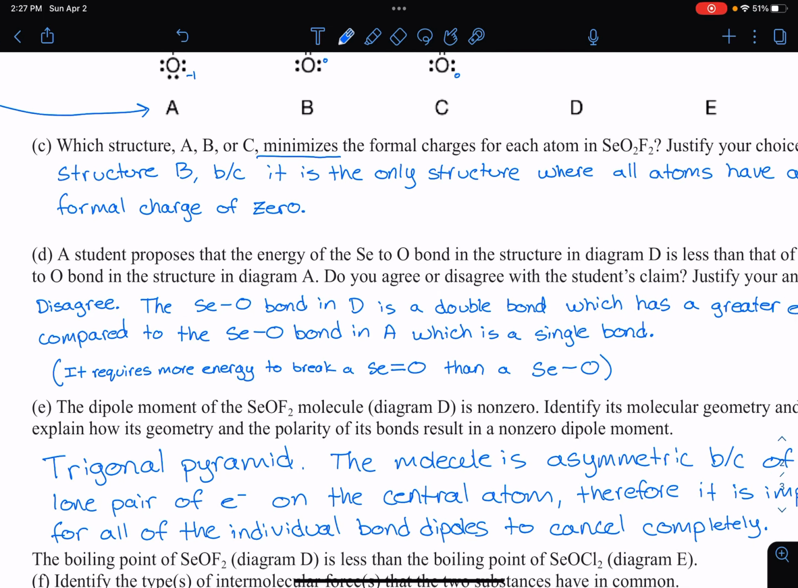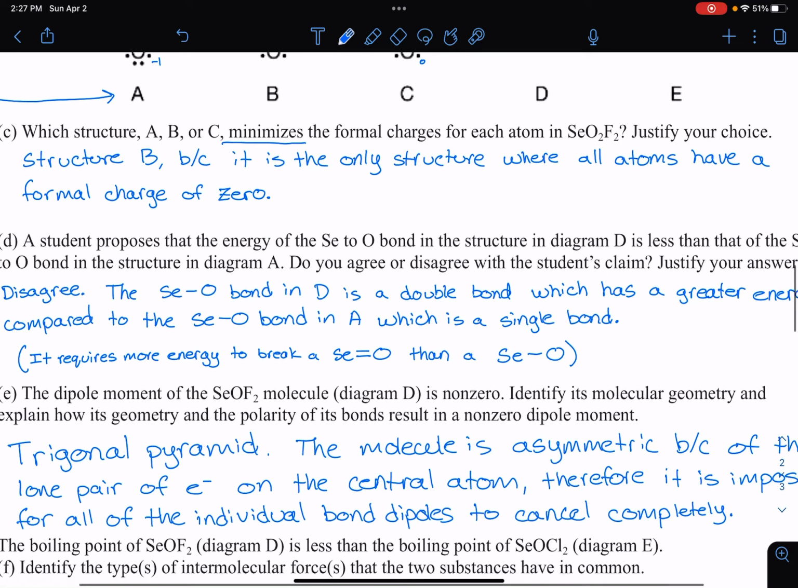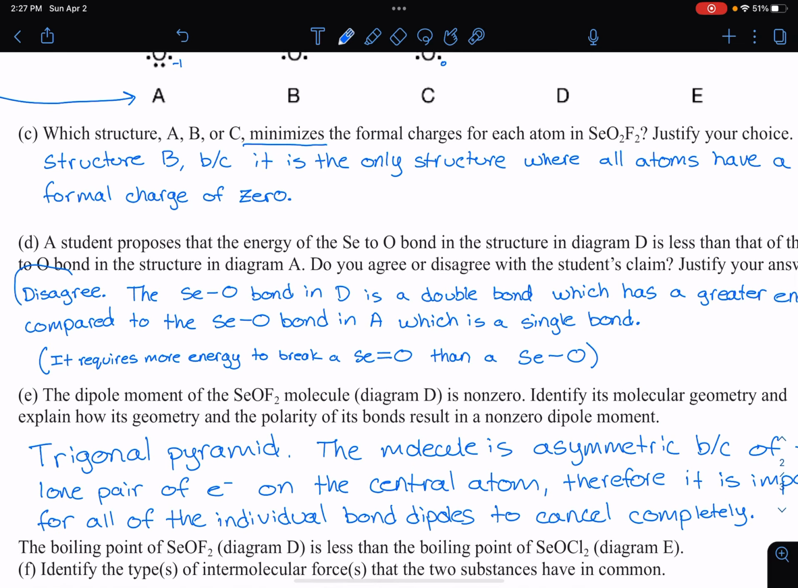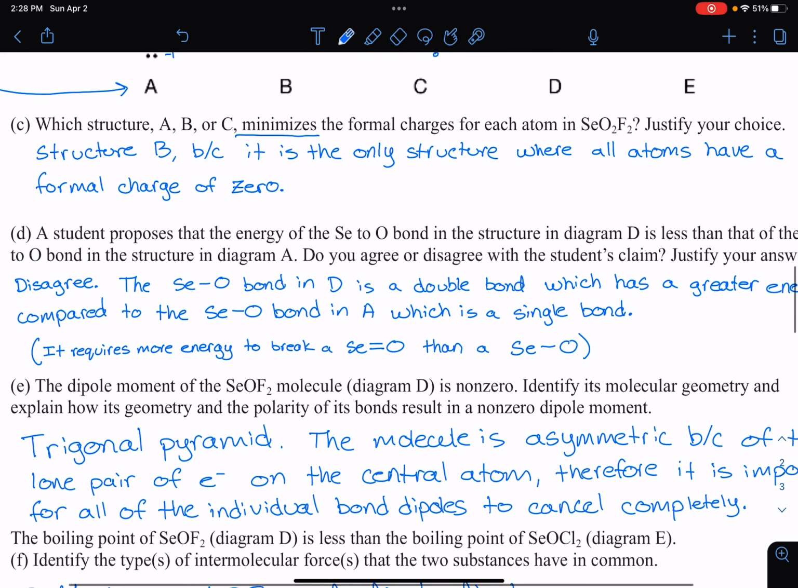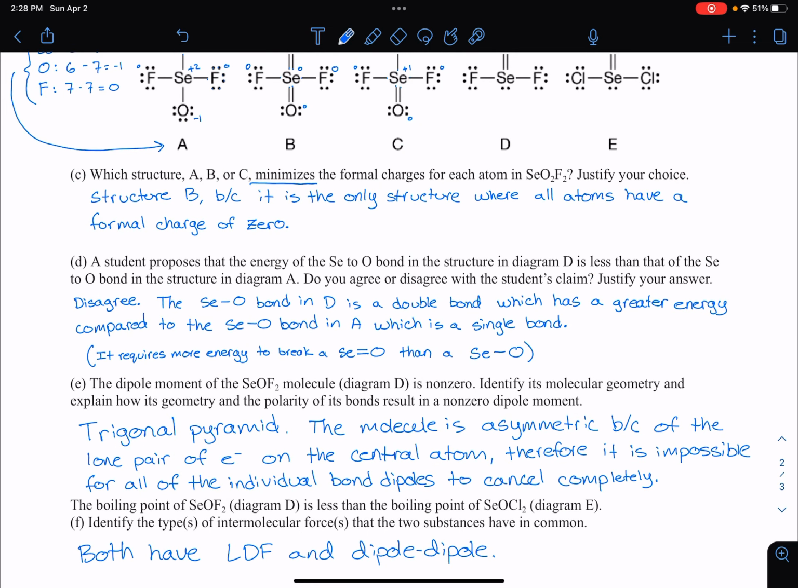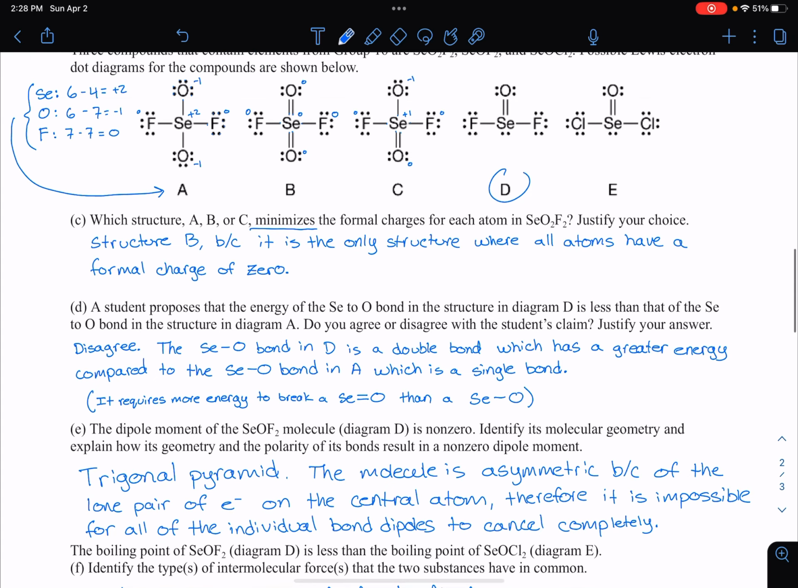So now the reader or the grader kind of knows that you're, or at least hoping that your justification is going to support that correctly. Whereas if you were to put the incorrect part here, it's kind of easy to see you've lost the entire point. Okay, so disagree. The Se to O bond in D, structure D here, is a double bond, which has a greater energy compared to the Se to O in A, which is a single bond. In other words, you could say that it requires more energy to break the double bond between selenium and oxygen than a single bond between selenium and oxygen.